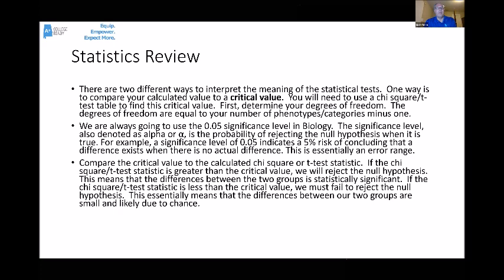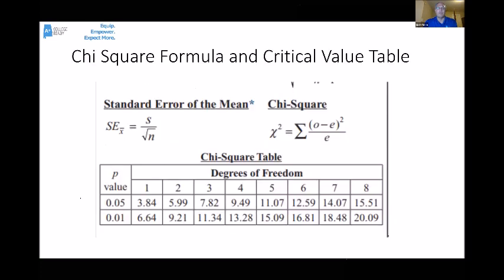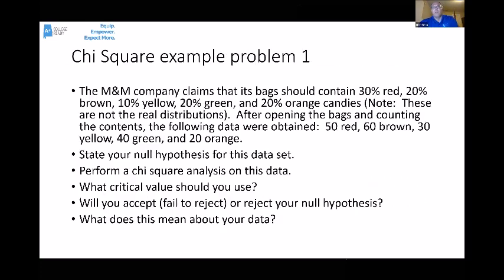So I'm going to show you the basic way to do this first, and then we'll come back and look at some of all these words in a minute. Let's go to an example first. All right, so this is the first question we're going to do. Chi-square example 1: the M&M company claims that its bags contain 30% red, 20% brown, 10% yellow, 20% green, and 20% orange candies. And there is a real number. It changes ever so often. So these are just numbers I made up. These are not the real numbers. But let's assume these are the real numbers from the M&M company.